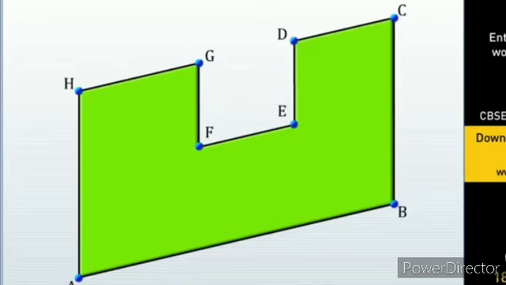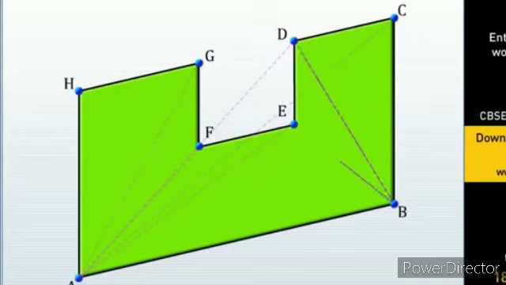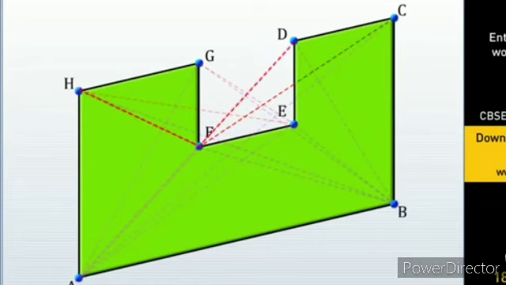Let's start by drawing diagonals from vertex A to the non-consecutive vertices C, D, E, F and G. Similarly, we draw diagonals from vertex B to other non-consecutive vertices. Now, we draw diagonals from vertex E to other non-consecutive vertices G and H. Likewise, we draw diagonals from vertex F to other non-consecutive vertices.